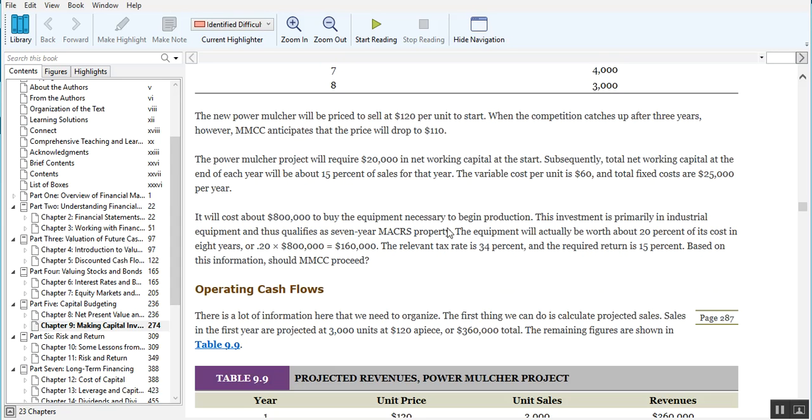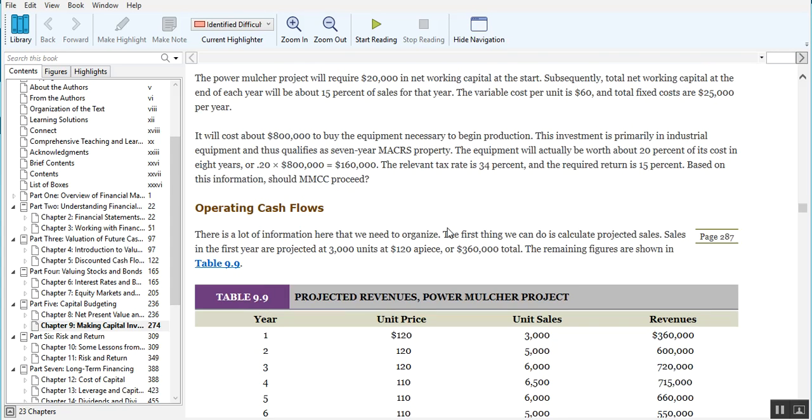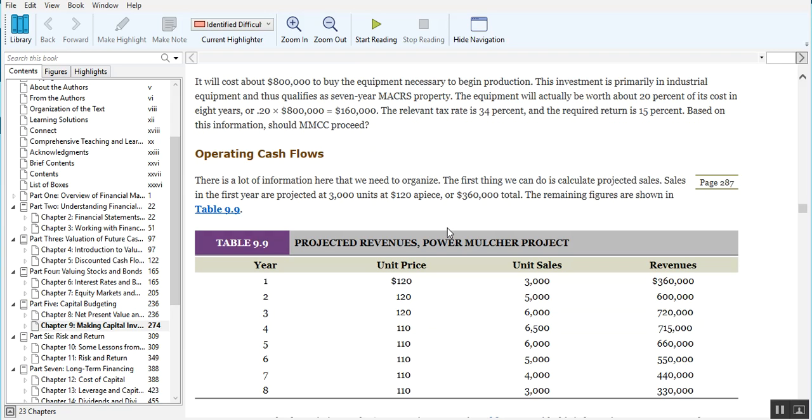It'll cost $800,000 to buy the equipment. It's industrial equipment and qualifies as 7-year MACRS property. It'll actually be worth about 20% of its cost in 8 years, or $160,000. The relevant tax rate is 34%, and the required rate of return is 15%. Based on that information, we're going to calculate whether we should go forward or not.